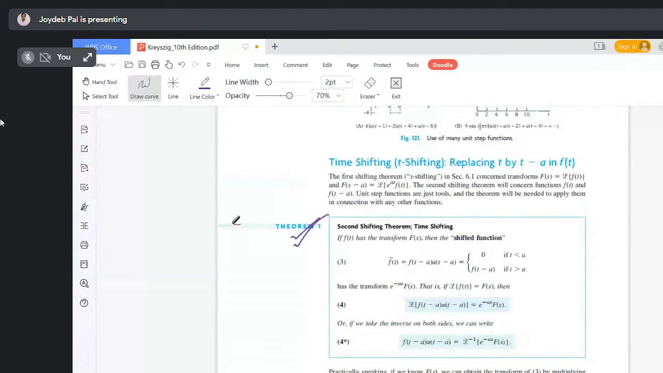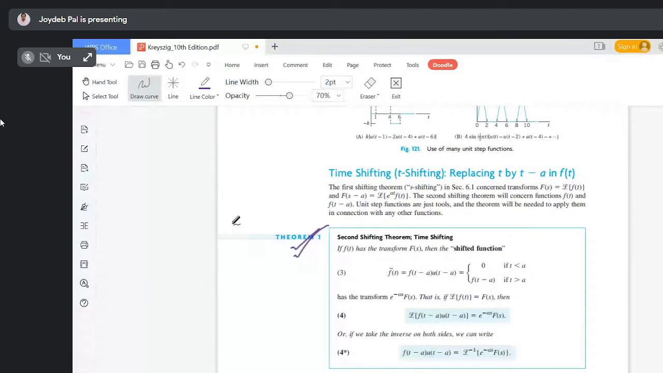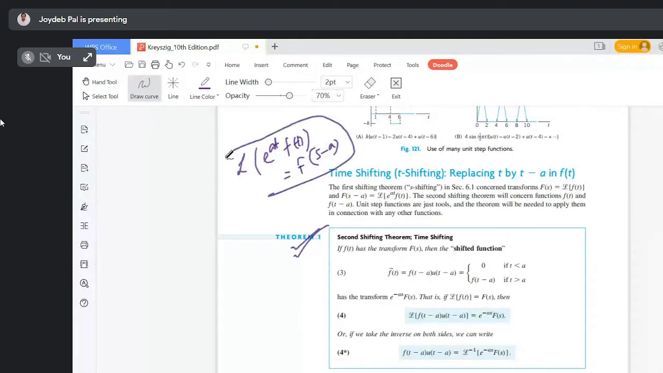S shifting theorem बताया था ना, जो first shifting theorem है, Laplace transform of e to the power at into ft, that is f of s minus a. Yes, sir. It is the first shifting theorem formula. और S shifting theorem, s को s minus a में लिख रहे हैं, that means we are shifting s. So it is s shifting theorem. Now that theorem, it is t shifting theorem or second shifting theorem.